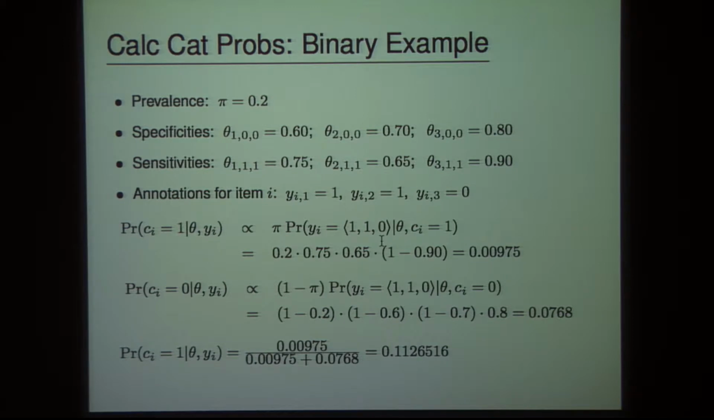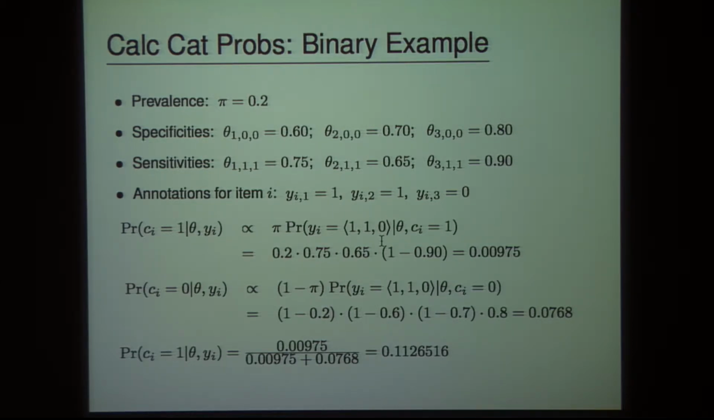So let me just go through an example of how this would work. This is a somewhat counterintuitive example, and I chose this purposely because the result disagrees with the voted result, right? So we have a prevalence of 20%. We have specificities. We have 3 annotators, so they're organized in columns, and the specificity of the first annotator is 60%, the second one's 70%, and the third one's 80%. And the sensitivities are on the next line. And then the annotations are that the first annotator said 1, the second annotator said 1, the third annotator said 0.